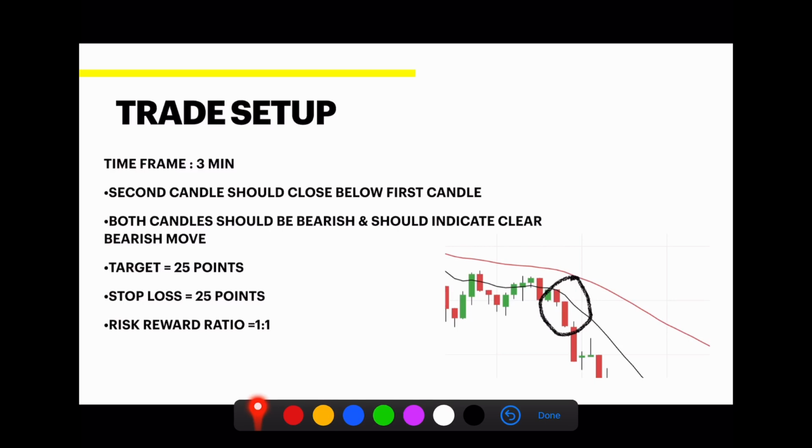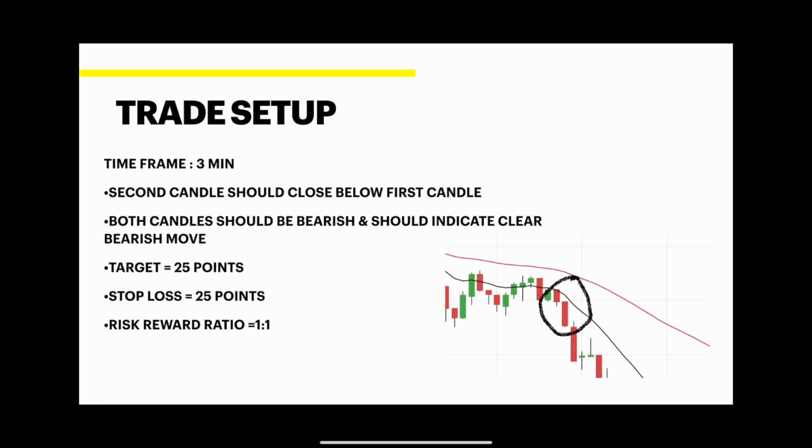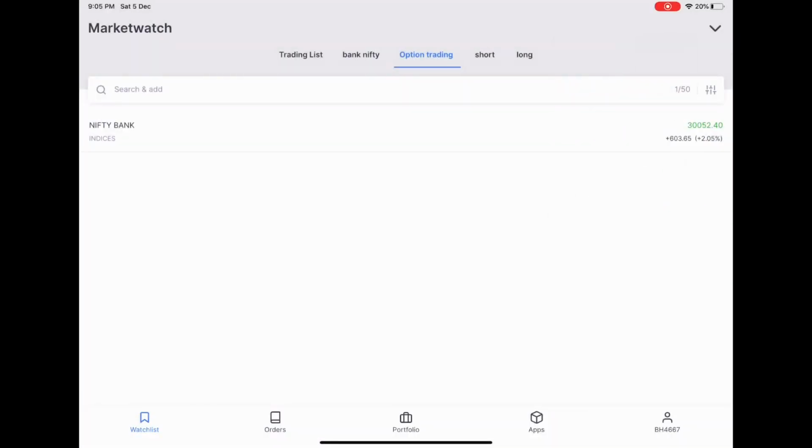The target for our trade will be 25 points and the stop loss will be 25 points. Hence the risk and reward ratio will be 1:1. So let's see how this strategy can be implemented.